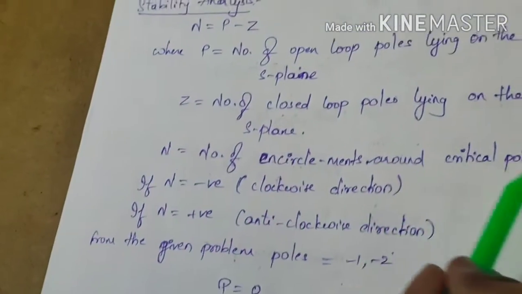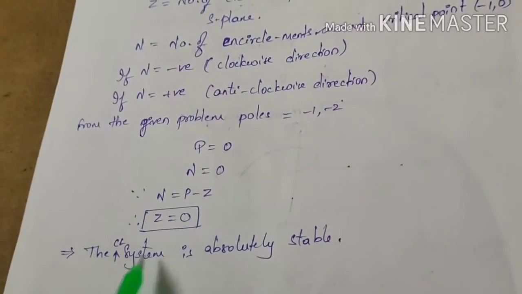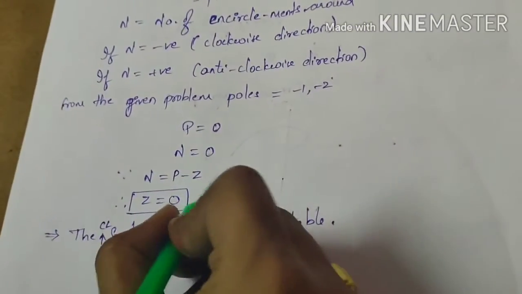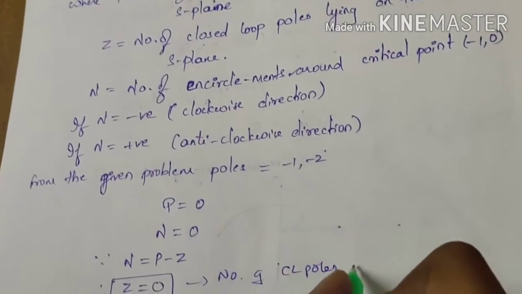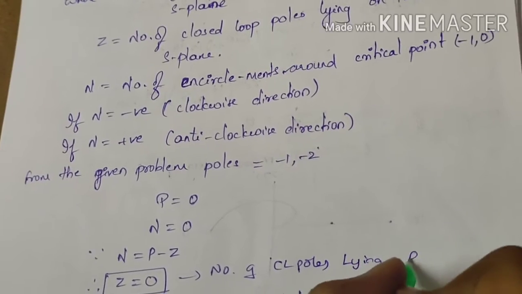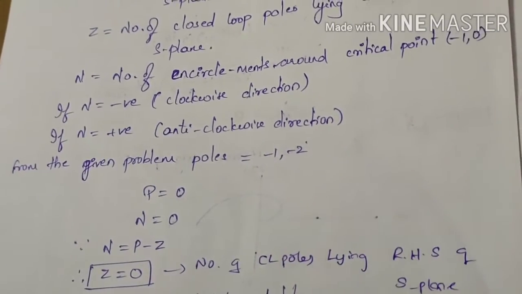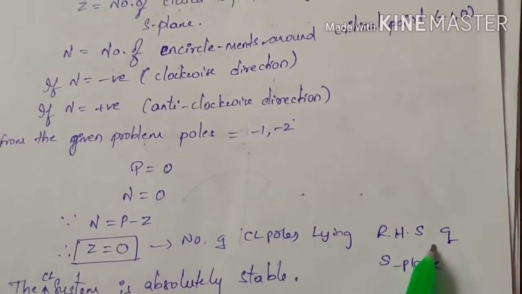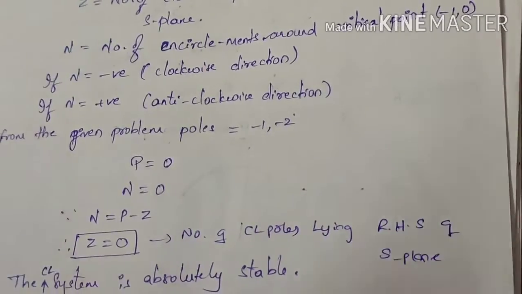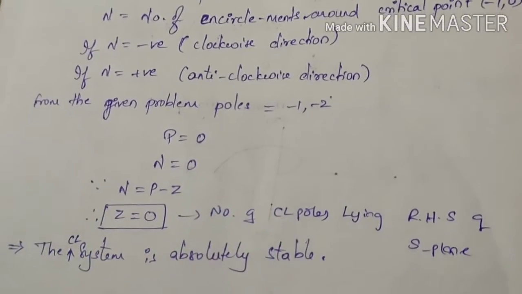So the number of encirclements around the critical point is 0 in this case. So P equals 0, N equals 0. Finally, Z equals 0. The closed loop system is absolutely stable. What is Z? That is nothing but the number of closed loop poles lying on the right hand side of the S plane. I already told, if any pole is lying on the right hand side, the system will become unstable. Since no closed loop poles are lying on the right hand side, all closed loop poles are lying on the left hand side of the S plane. Hence the system is absolutely stable.